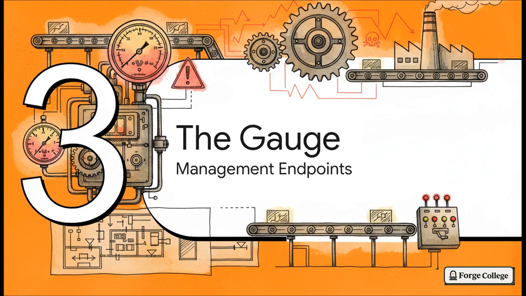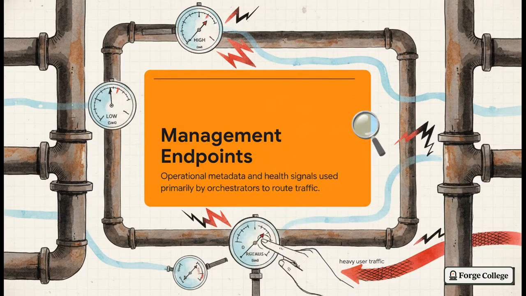Section 3. The gauge. Management endpoints. Now, hold on a sec. Before you start yanking levers and firing up these massive conveyor belts, you really need to make sure the factory isn't about to explode. That leads us to our third mechanism, management endpoints. These provide vital operational metadata and health signals that are used primarily by orchestrators. Imagine a really fragile glass pressure gauge mounted on a thick industrial pipe. You literally tap the glass to check the pressure before you dare open the valve.